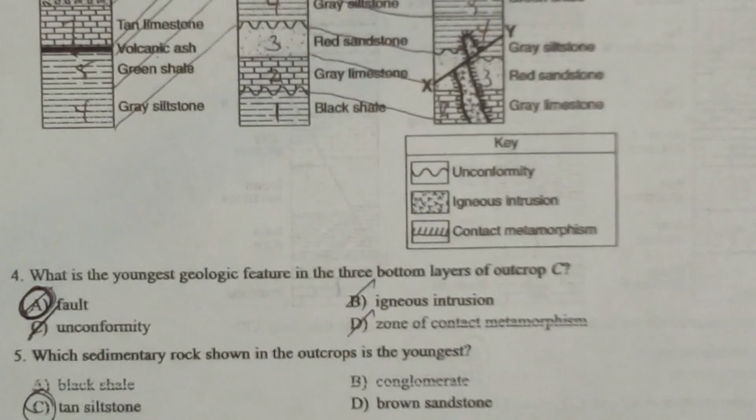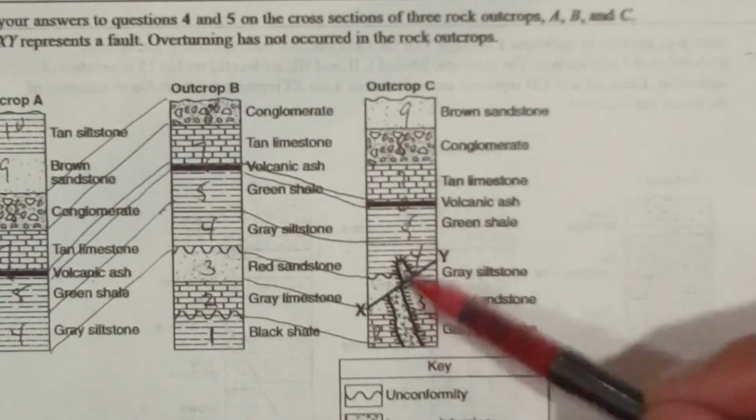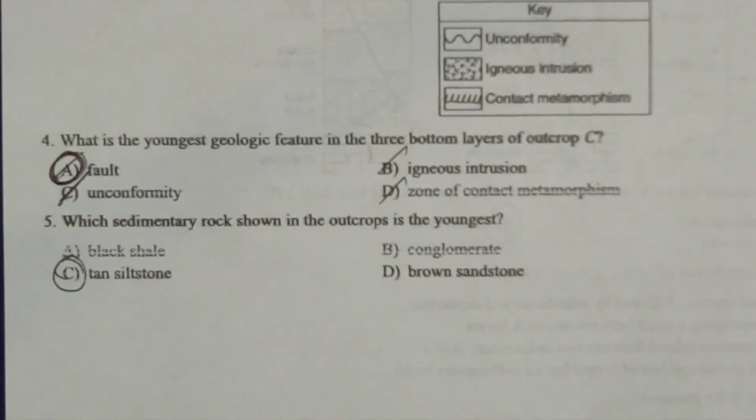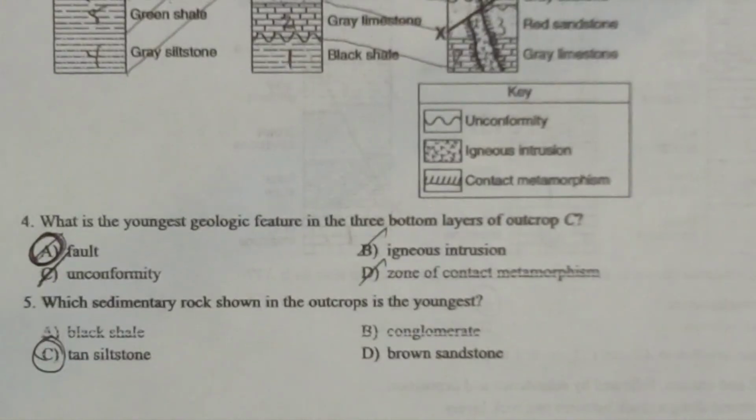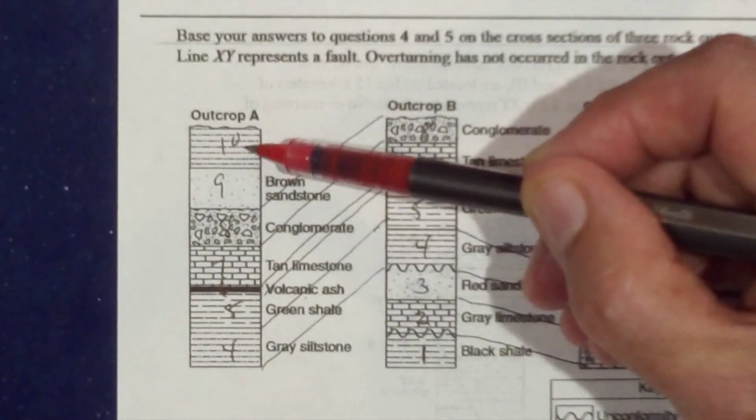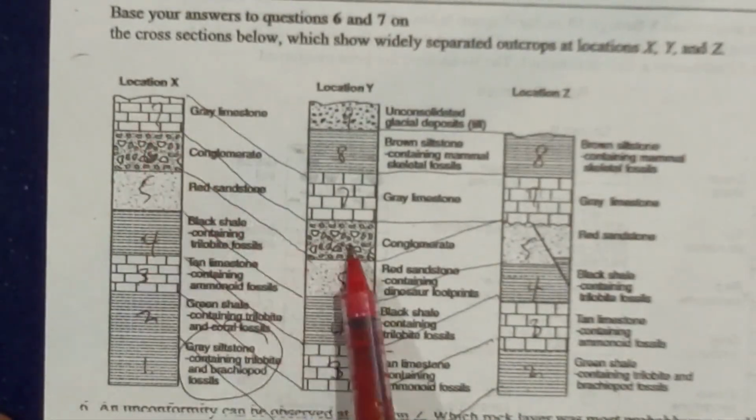Number 4, what is the youngest geological feature in the 3 bottom layers of outcrop C? So here's outcrop C, and the youngest thing would be the fault because it cuts across all the other features here. Number 5, which sedimentary rock shown in the outcrop is the youngest? The youngest would be the one with the highest number, which is the tan siltstone that I find right over here.